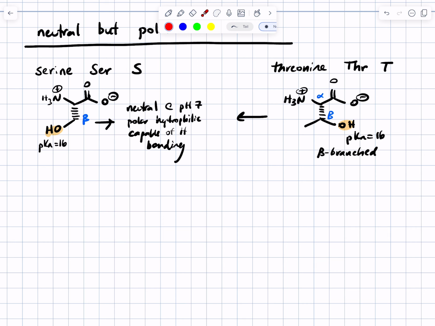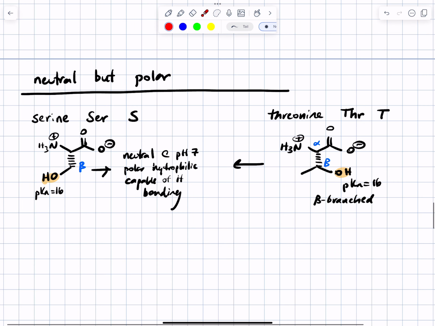Are serine and threonine also aromatic? No, they're not aromatic because they lack the ring and the double bonds, and they're not charged because they're neutral.